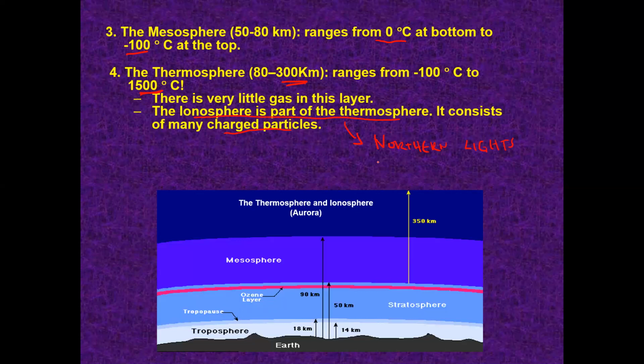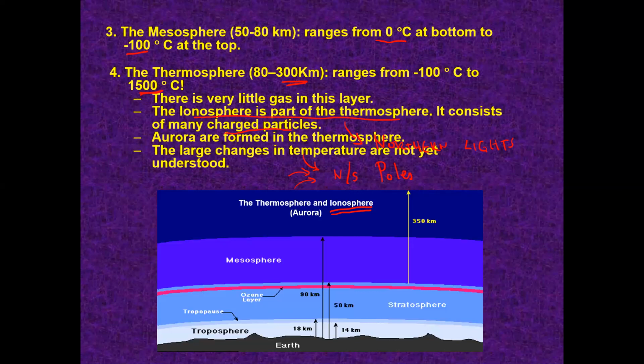And we get this attraction in the poles. So the north-south poles, we get ions being attracted to the charged poles. And so if you've ever seen the northern lights, it looks like you can almost reach out and touch them, but they're way up here instead. Large temperature changes not well understood.